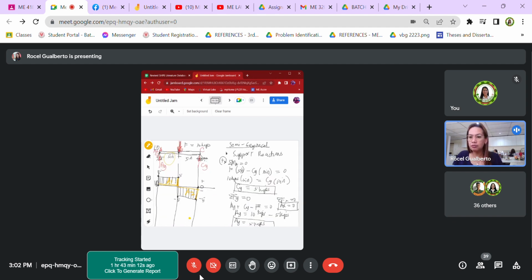Let me rewind this a bit, just a moment. You create another axis here. You label it as MD, moment diagram. That line is 0, positive above, negative below. Moment at A is 0, moment at B is 25, and moment at C is another 0.